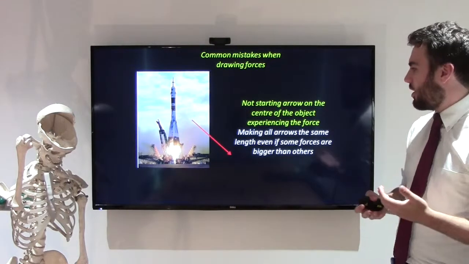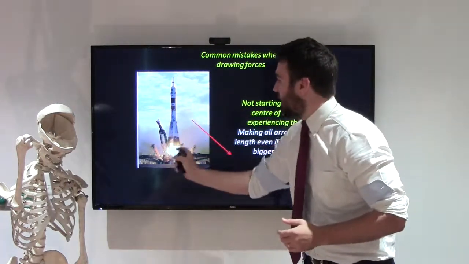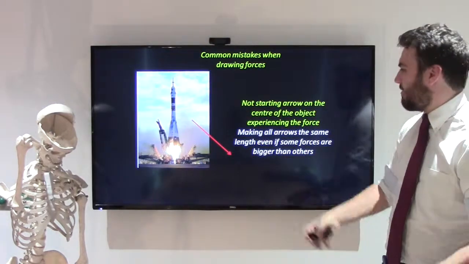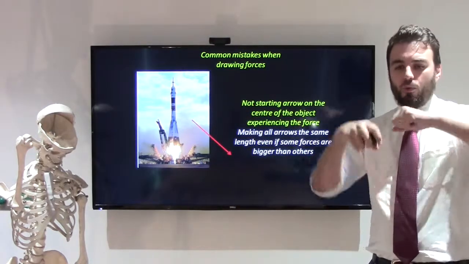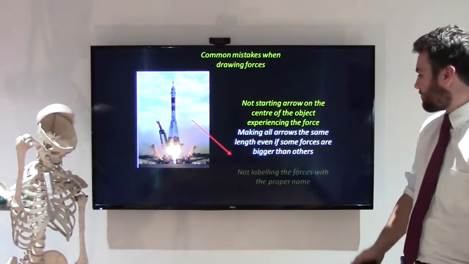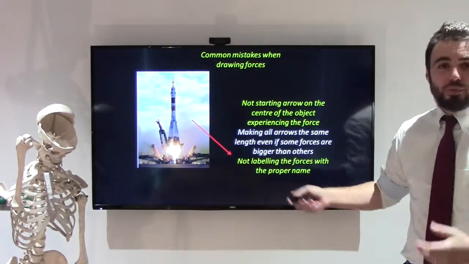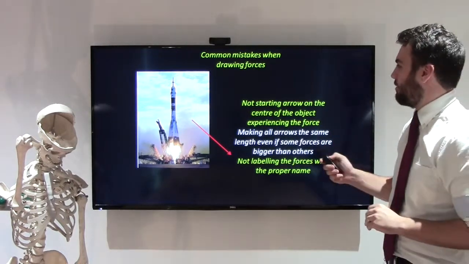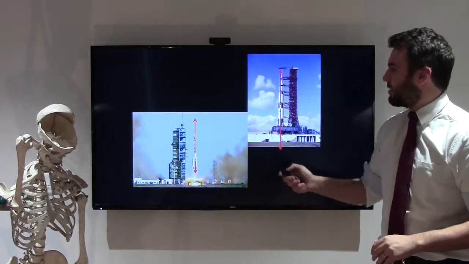Don't have to be too accurate, but if I'm accelerating upwards, I'd like to see a big upward arrow and a smaller downwards arrow. If I'm in equilibrium, if I'm at constant speed, I want the arrows to be equal and opposite. Not labelling the forces. People forget to label them or get the ones wrong from the previous slide. Go back and look at it. You might do that. So let's look at these two.